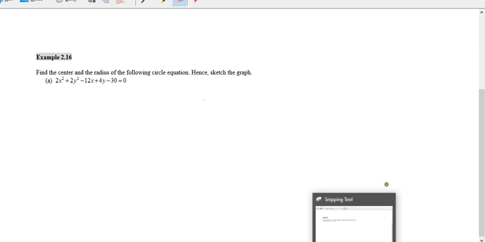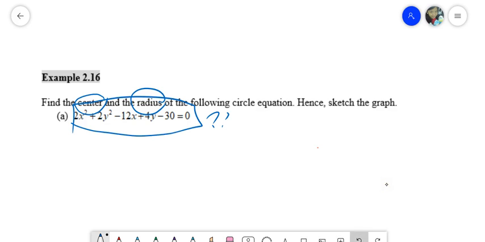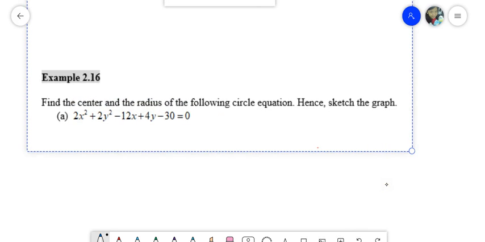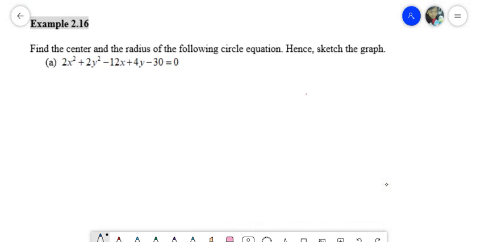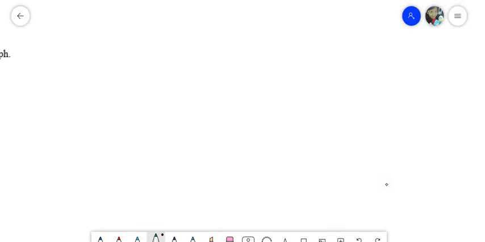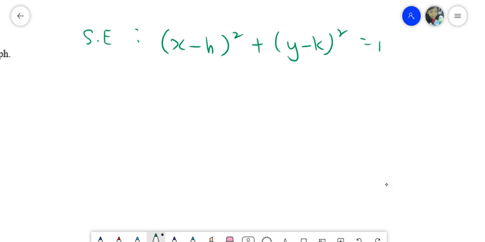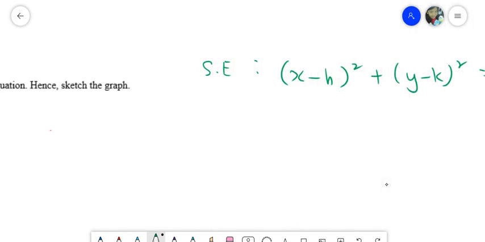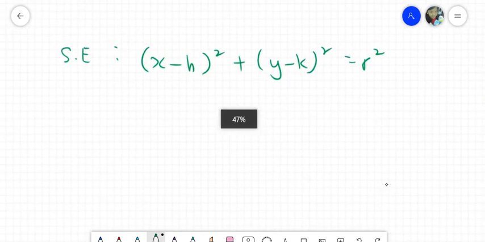Okay, so before that, let me go back to what we have learned. Generally we know that the standard equation of our circle will be (x minus h) squared add up with (y minus k) squared equal to r squared. Okay, so that will be our standard equation. Look into this.